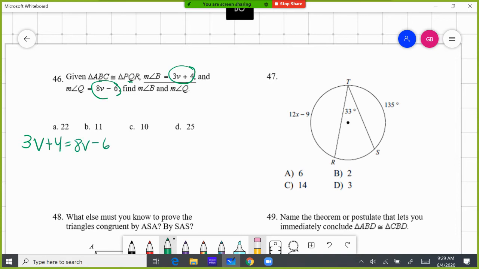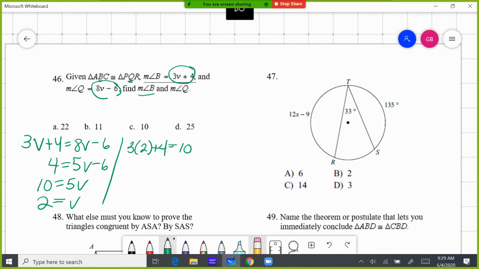You solve for B, subtract 3B on both sides, add 6 to both sides, and then divide both sides by 5. So I know B is 2, and then we're going to find the measures of the angles. So 3 times 2 plus 4, 6 plus 4 is 10, and then just to be sure, I'll plug it into the other one. 8 times 2 is 16, minus 6 is also 10.